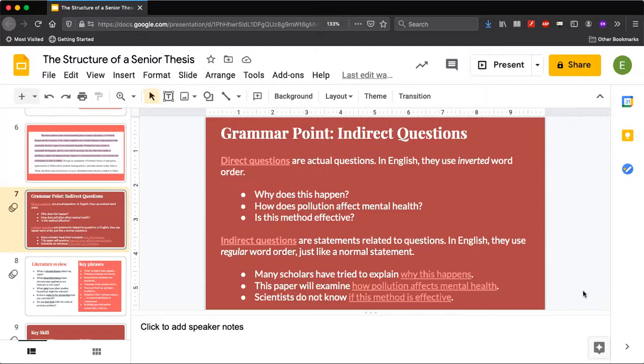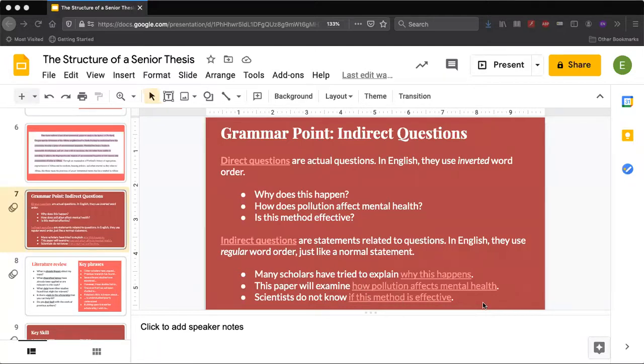So here are some examples that you might see in an imaginary thesis. Many scholars have tried to explain why this happens, right? So we have the question word, and then instead of the verb, we have the subject, and then the verb, right? Or this paper will examine how pollution affects mental health, right? Question word, subject, verb. Just like a regular English sentence, subject, verb. And then lastly, scientists do not know if, or whether, you could also say, this method is effective.